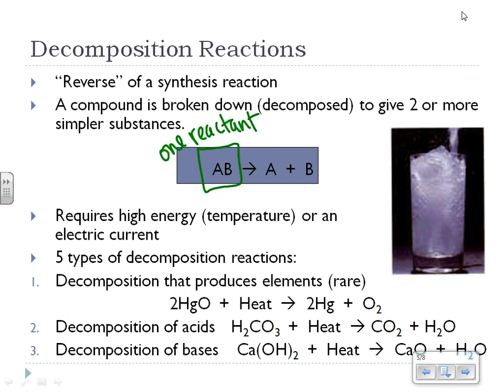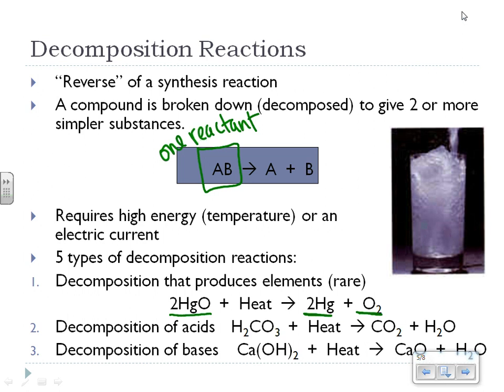So the first is a decomposition that will produce an element. Here is mercury oxide, mercury 2 oxide I should say. If I add heat to that, it will decompose into straight up mercury and straight up oxygen, which are elements from the periodic table. This is a very rare form of decomposition, but it does happen.